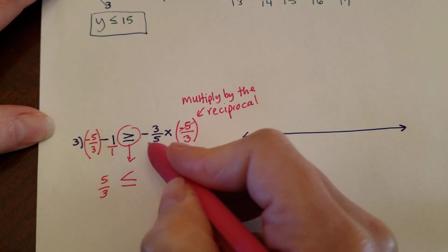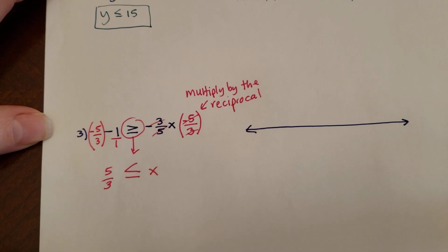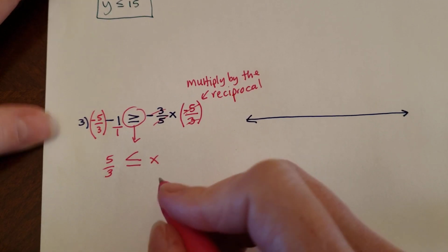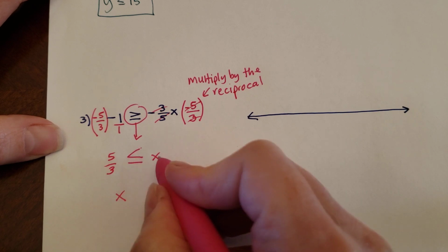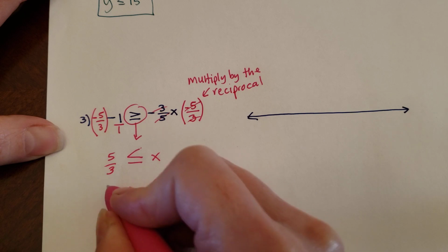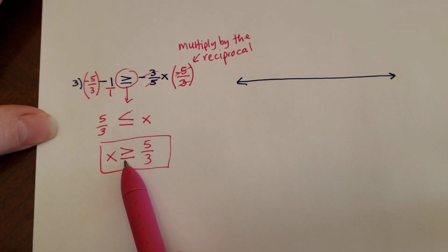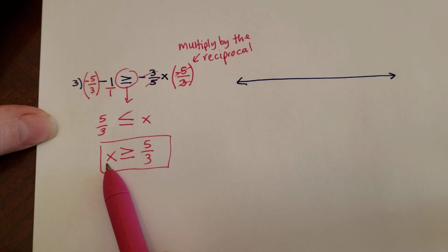And then this all cancels, giving you x. And the last thing I would do is just rewrite this the other direction. So x, and it's opening towards the x, so opens towards the x. You don't have to do this step, but it's easier to graph when you can copy this direction because the x is on the left-hand side.